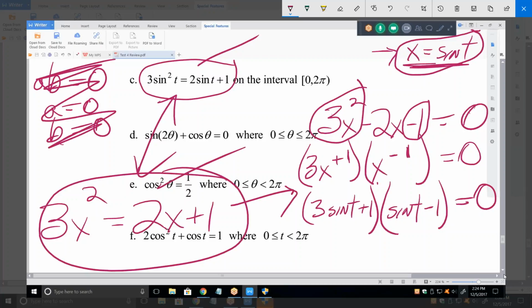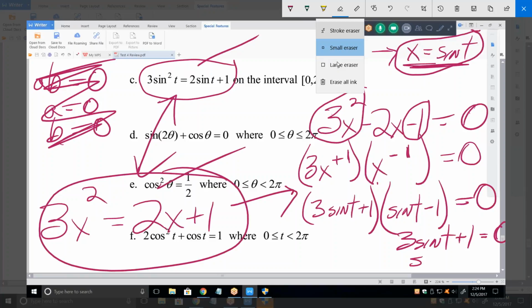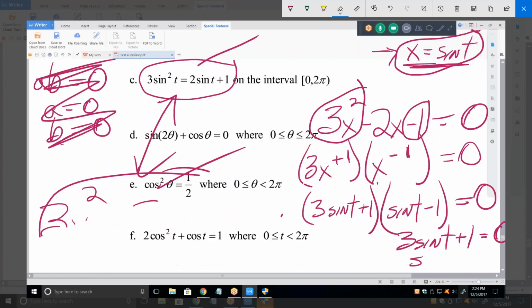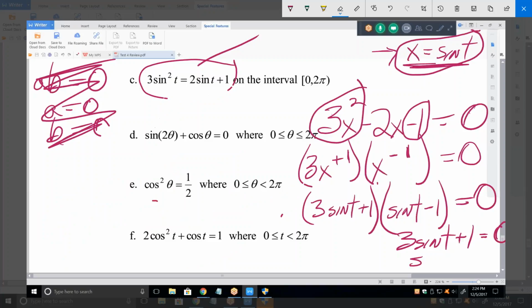So what's the next thing I want to write? 3 sine t plus 1 equals 0 and sine t minus 1 equals 0. And solve that one. I'm going to need to, hold on. Sine t equals 1/3. Yeah, I need to do some erasing here. Let me erase all this stuff over here. I can start writing on the left. Unfortunately, when I run out of paper, I can't scroll with this technique.